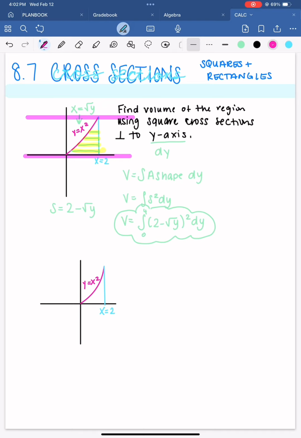All right, so what do we got here? We have the same exact region bound by y equals x squared, x equals 2, and the x-axis. So we are going to use rectangles. We love a good rectangle. So we're going to use rectangular cross sections whose base is always 3 times the height, and we are going to be perpendicular to the x-axis.